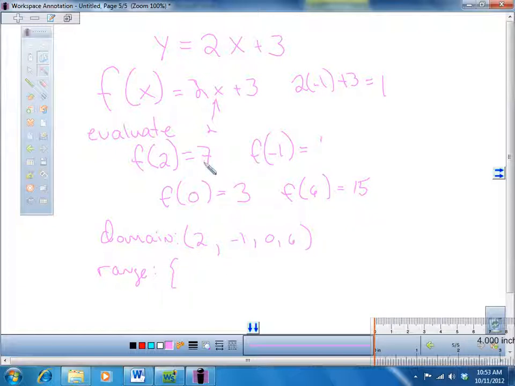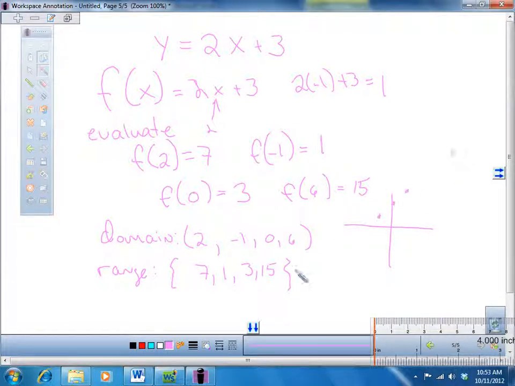Look up here. What was f of 2? 7. Okay? What's f of negative 1? 1. Right? So this is the range: 1, 3, and 15. And you could possibly put those values in a table as well and graph them. 2, comma 7, negative 1, comma 1, 0, comma 3, 6, comma 15.